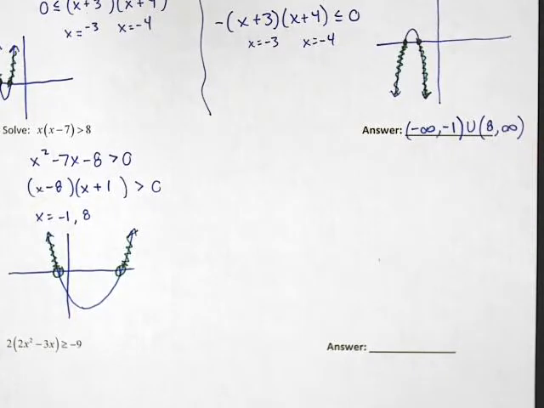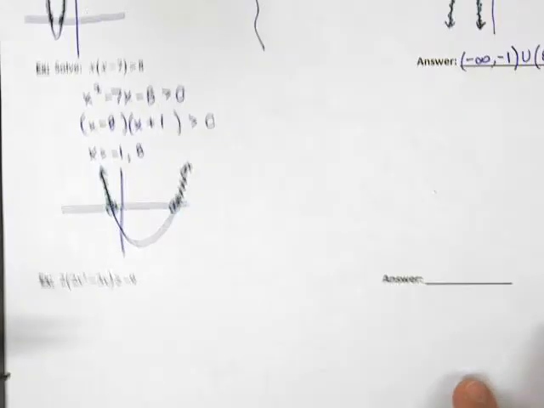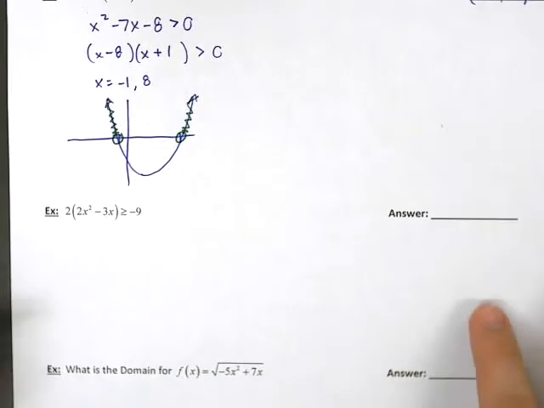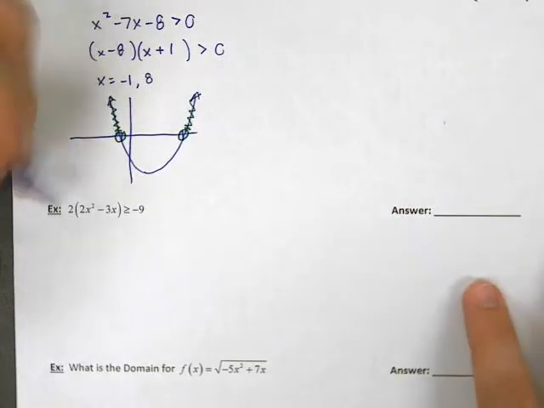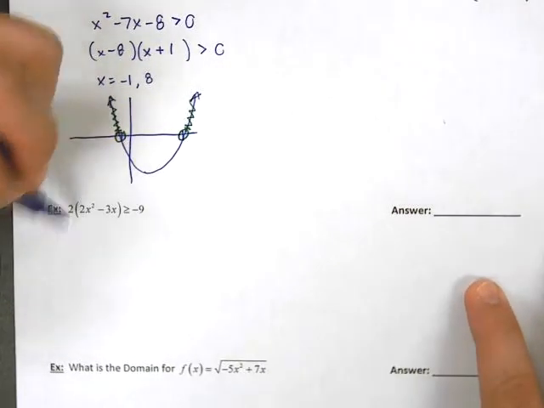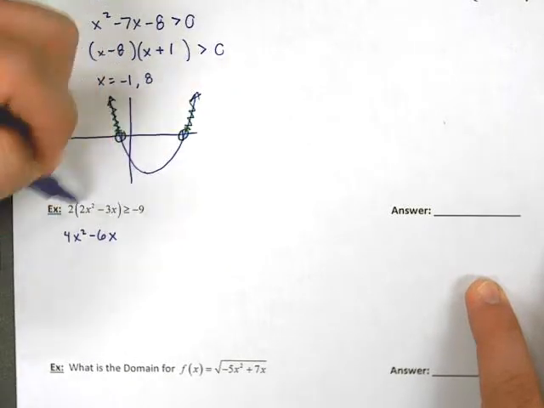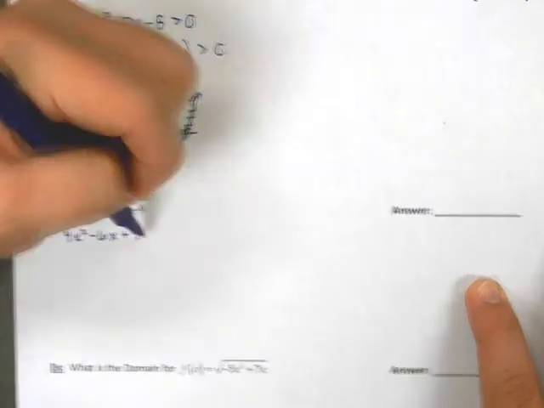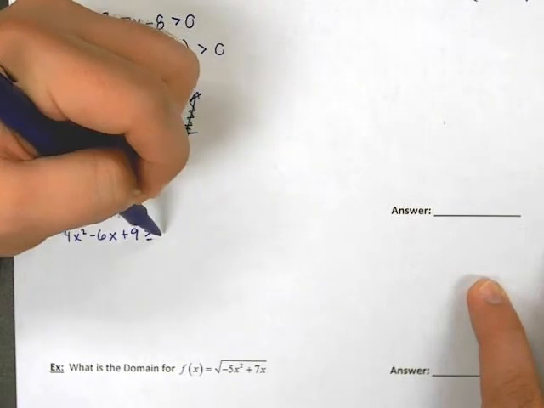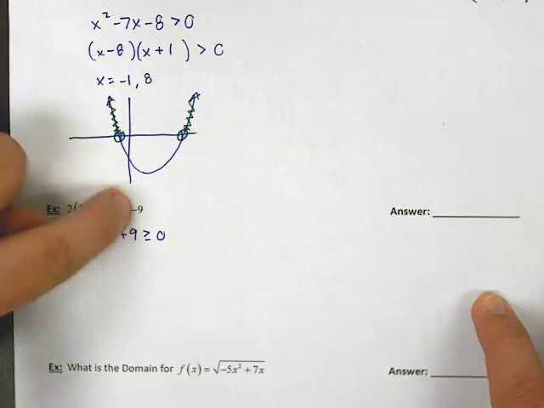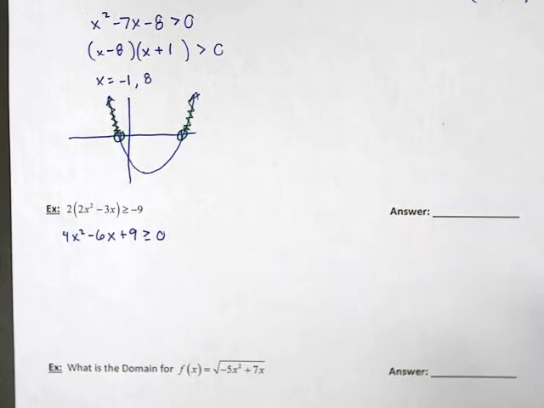All right. Oh, we have another one where it kind of looks factored but not really helping us. We need to clean this up. So I'm going to distribute out this 2, so 4x squared minus 6x plus 9, all greater than or equal to 0. Okay, I distributed, I moved the 9 over.